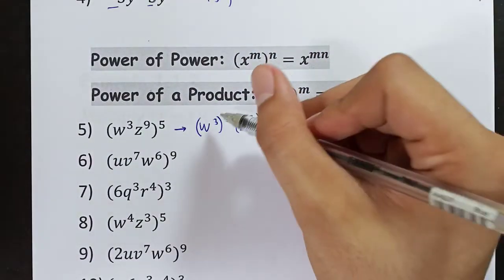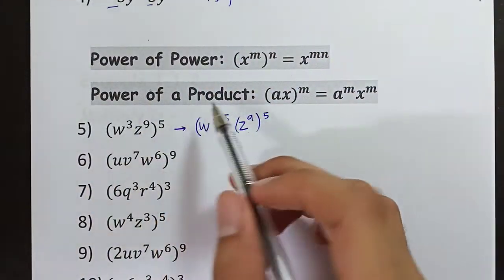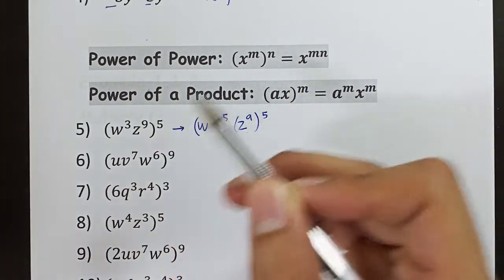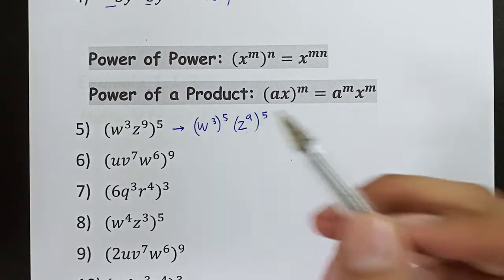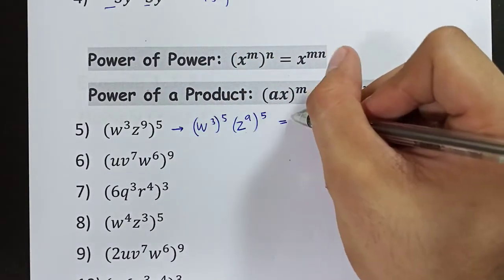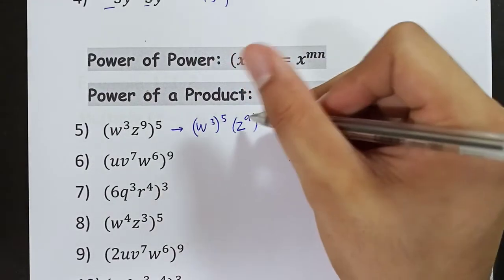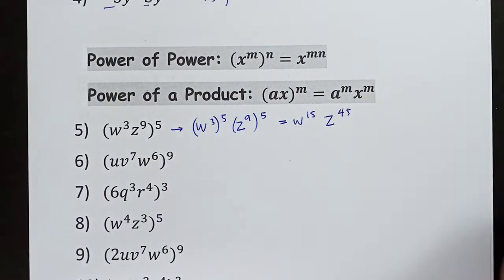Ngayon, first, we apply the power of a product. Dinistribute natin si 5 dito. Then power of power na. So w raised to 3 raised to 5, multiply 5 times 3 is 15. So magiging w raised to 15. Then we have z, 9 times 5 is 45. So that is the answer: w raised to 15 and z raised to 45.